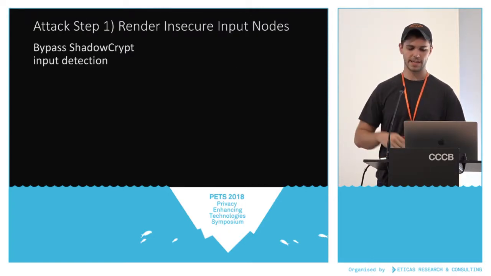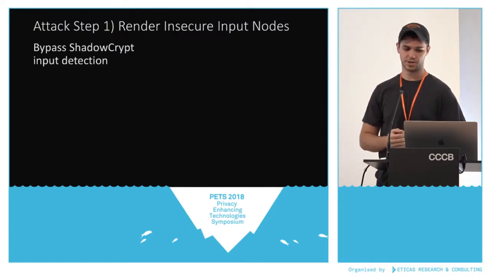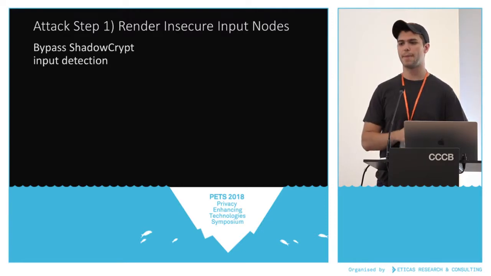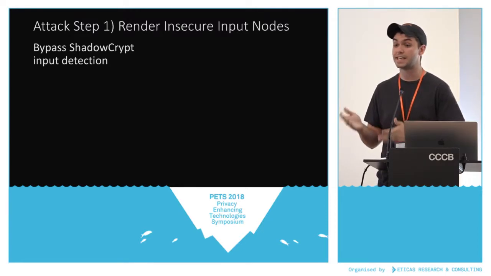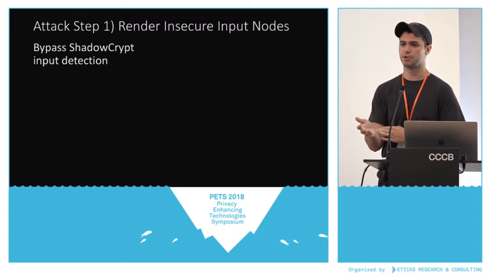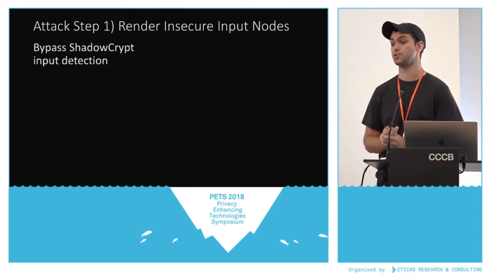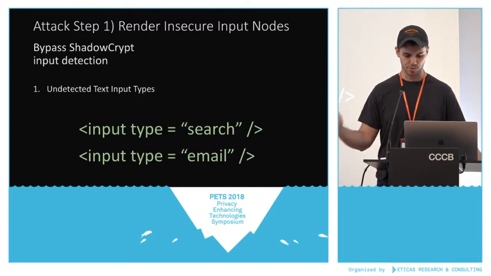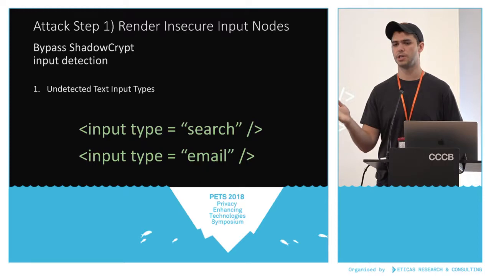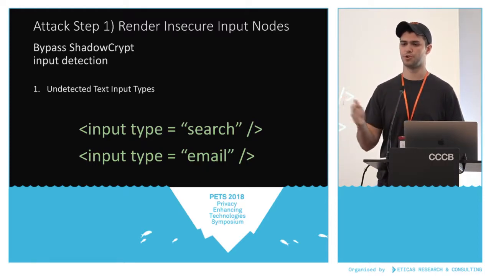So the first step is getting an insecure input node onto the page. And by that I mean I need to bypass ShadowCrypt's input detection. If I can have something on my page that ShadowCrypt doesn't think is an input, they won't actually attach a shadow tree, and therefore I can gain access to the user's plain text. So there are a few different ways to do this. The simplest way is just that ShadowCrypt isn't actually looking for inputs with type search or type email.